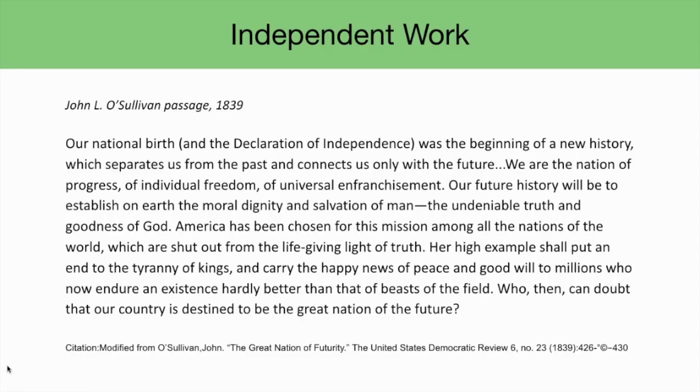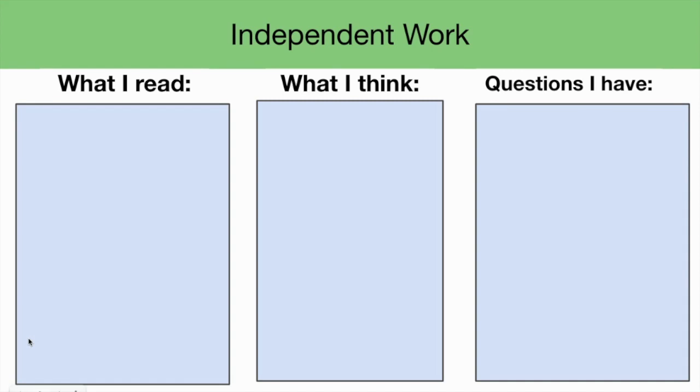Now you are going to read a passage by John L. O'Sullivan to learn more about this idea of manifest destiny. After you read the passage, complete the thinking about text template, keeping in mind the same skills we went over when we analyzed the John Gast painting, American Progress. After you read the passage, you'll record what you read, what you're thinking about, and questions that you have.